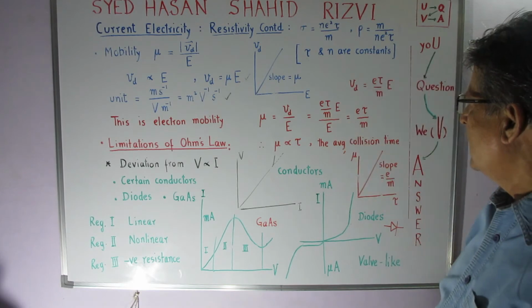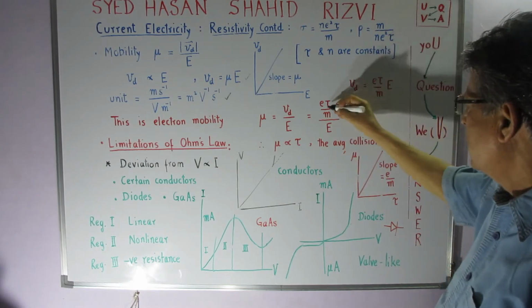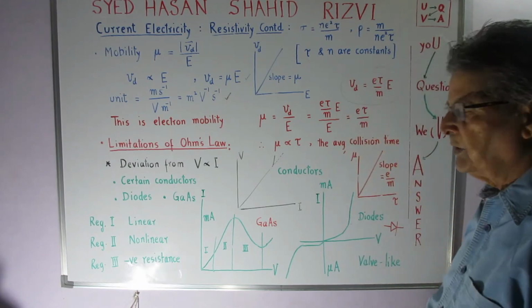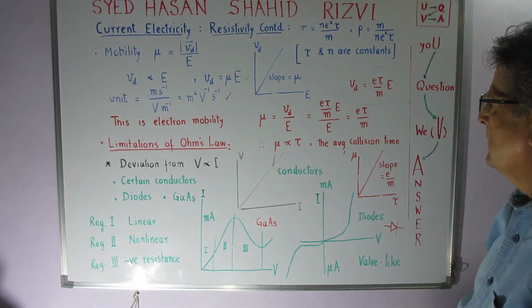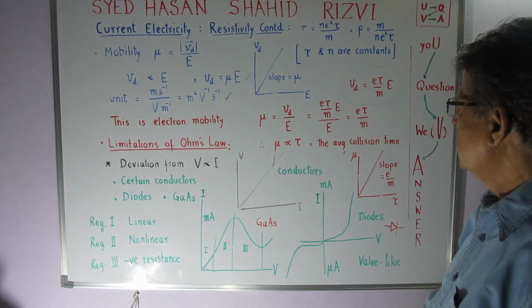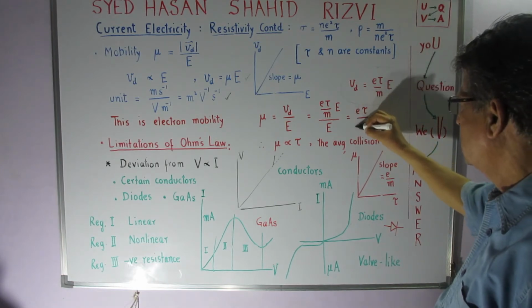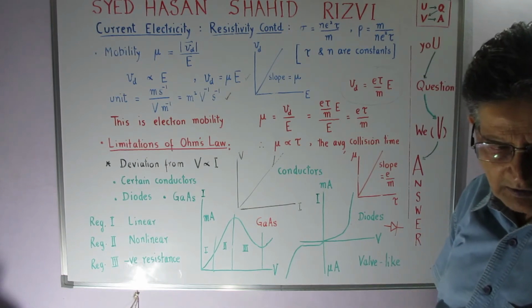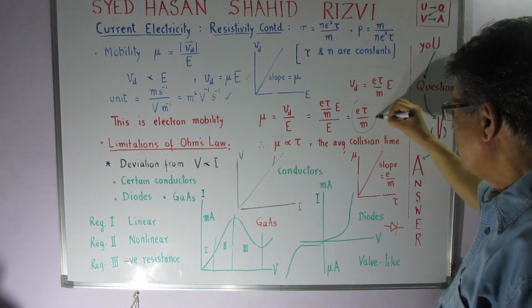Anyway, so I can write this mobility mu is equal to Vd upon E, and put in the value of Vd which we obtained before, and E and E will cancel out, turns out to be equal to e tau upon m. Okay, this mobility turns out to be equal to e tau upon m. So this is the value of the mobility that we obtain, e tau upon m.